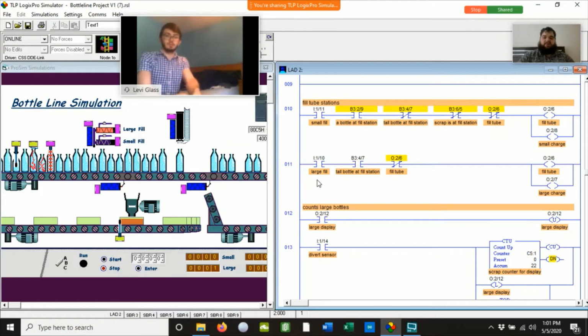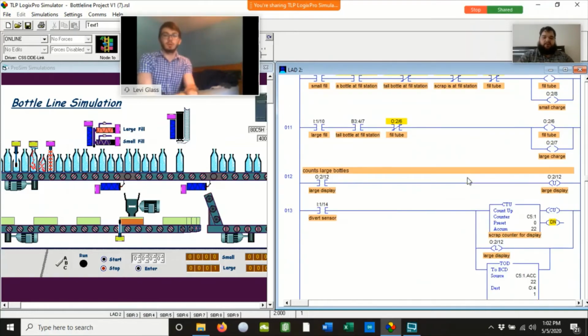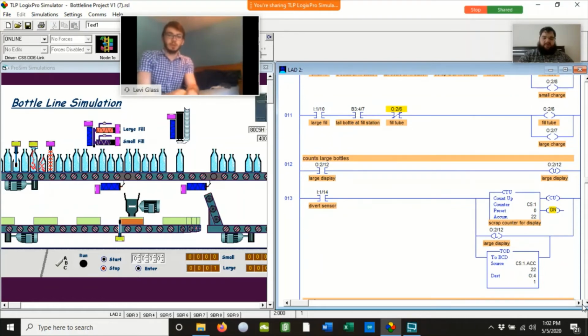Same thing goes for the large fill. Again, we don't need the limit switch, but we will want to make sure that there is a tall bottle there. And since that's the only thing we're concerned about, we could add a scrap bit to make sure that there is no scrap there. And we could add an invert command, making sure that there is no short bottle there. And the same goes for the fill tube. When the fill tube is quickly turned on and turned off for a quick discharge, it allows the process to go nice and smooth. So I'll hand it off to Levi for the bottle count, unless he wants to add.